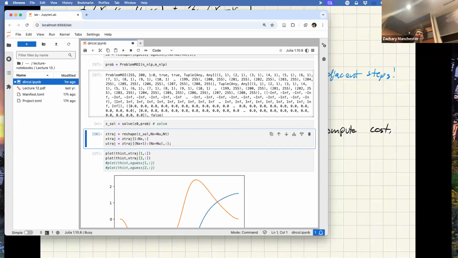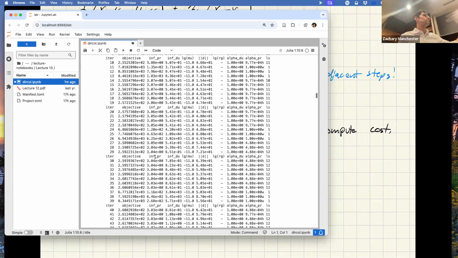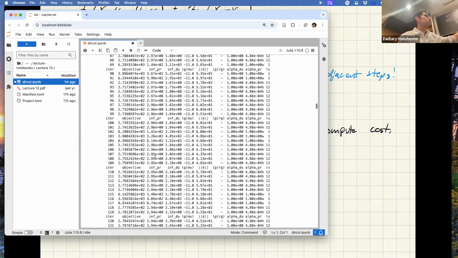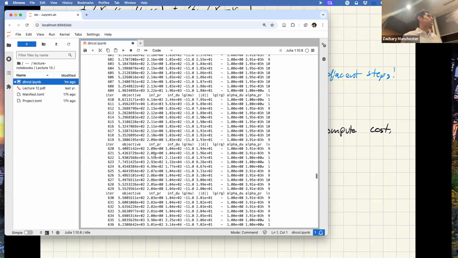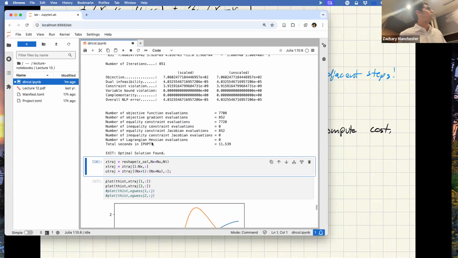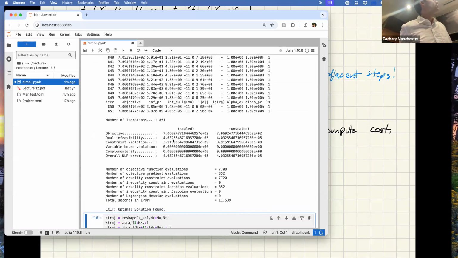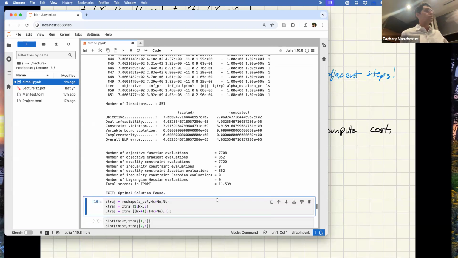I was lazy and didn't give this sparsity information. So it's actually treating this as one big dense problem. So it's really slow. It takes about 10 or 12 seconds the last few times I ran it. There you go. This is with verbosity turned on, so it's giving us all the diagnostic information. But the punchline is, optimal solution found. Cool. Took like 10 seconds or so, 800 iterations, whatever. 11 and a half seconds. Cool. So let's take a look.